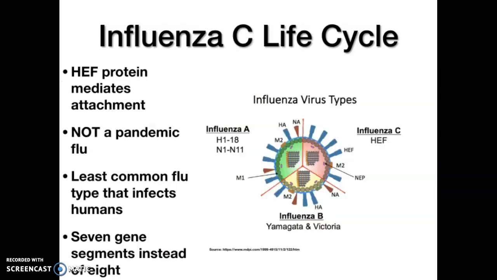Lastly, for C, the major difference is that the HEF protein I talked to you about is what mediates attachment to sialic acid in influenza C, meaning its attachment stage is different than what we see in A and B. The major distinctions between C, A, and B are the HEF protein, and the existence of 7 gene segments instead of 8 for C, or in the case of B, that BM2 protein.